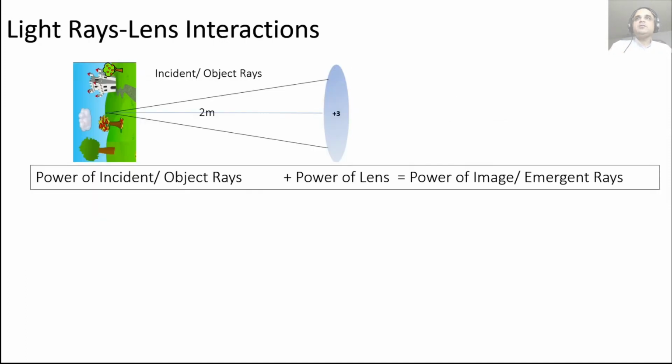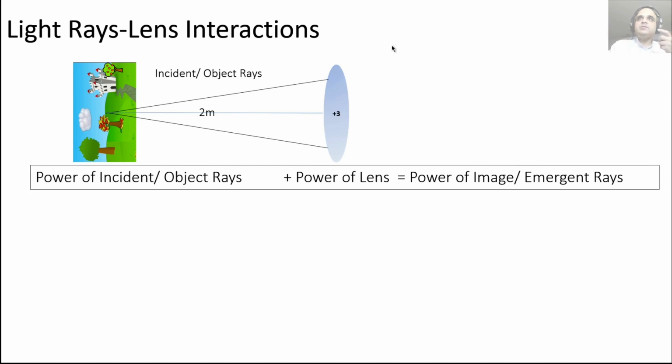So we'll just do this little question to explain all of this. You have this nice scenery, and this scenery is 2 meters from a +3 diopter lens. What we want to do right now is to figure out where the image would be formed. This is the picture, this is the lens, and this is the distance. To calculate this, you need to add the power of your light rays to the power of the lens. Remember, lenses are just adding or removing power from light rays.